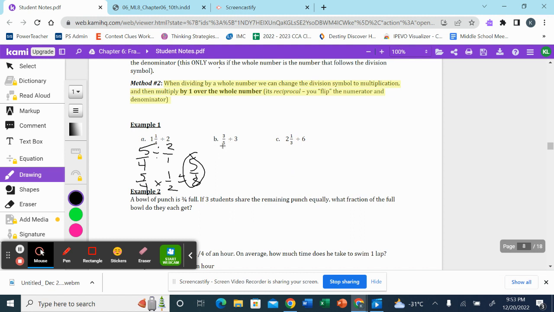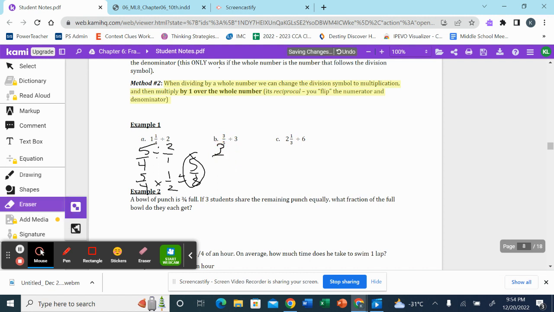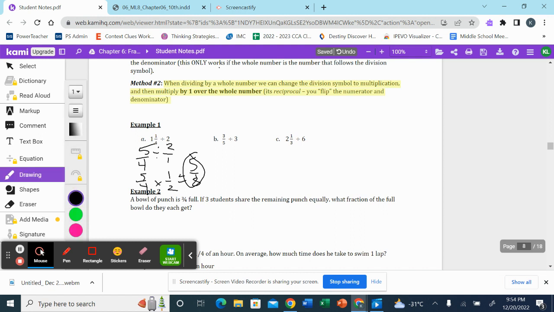So 3 over 5 divided by 3 is the same as saying 3 over 5 divided by 3 over 1. So we keep the first number the same, and then we flip. So divide by 3 over 1, multiply, we're going to flip. So we're going to take the denominator, put it on top to multiply. 1 over 3. Now it's easy.